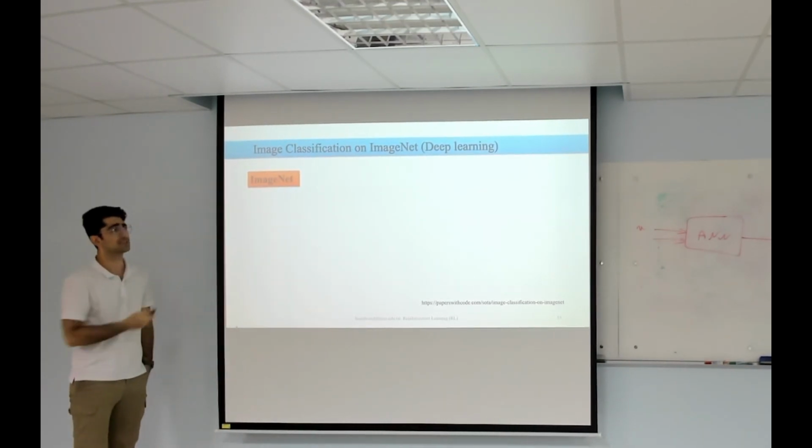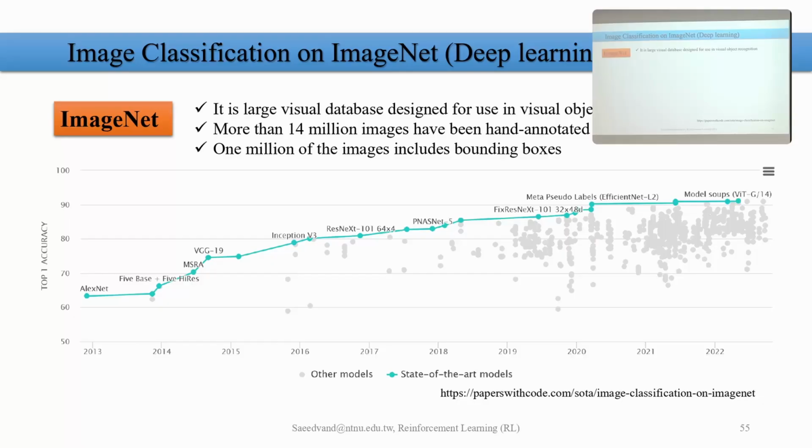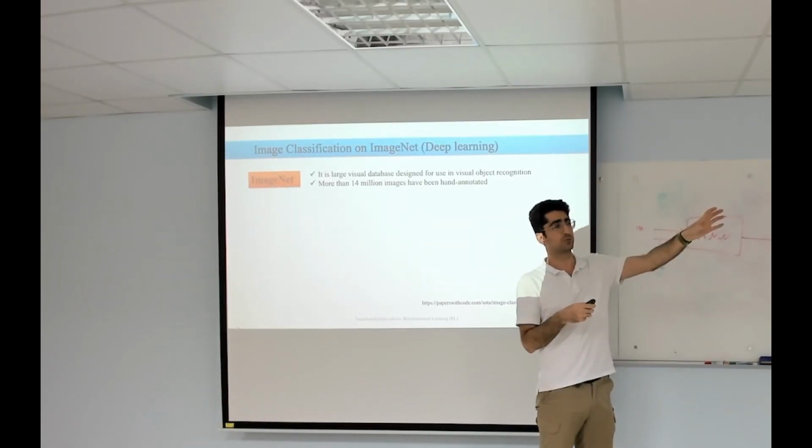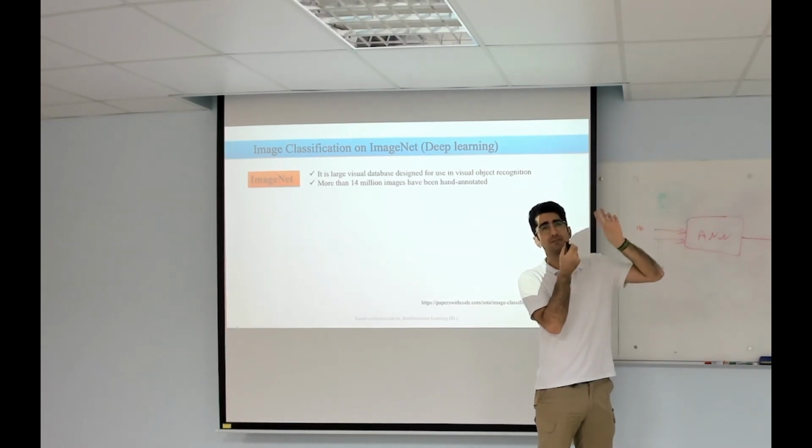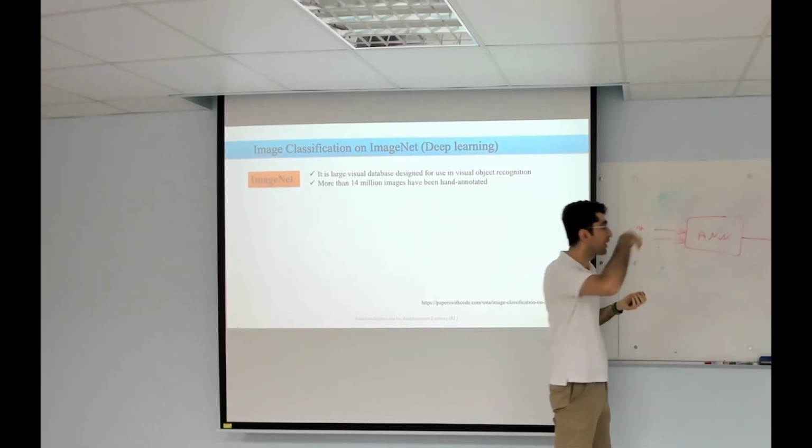So first of all, let's talk about ImageNet. ImageNet is a large visual database designed for visual object recognition. There are more than 14 million images that are annotated by hand. It means that in a neural network, as we mentioned, to calculate the loss, we need the output. And the output means that we need to have the label of the data.